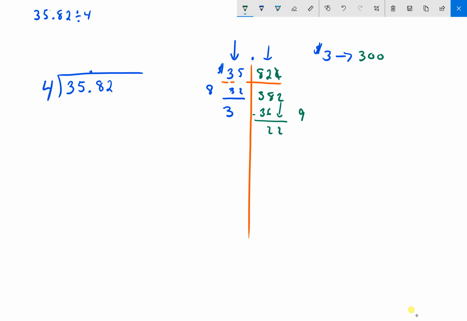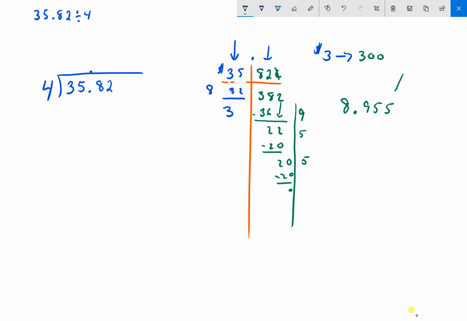And then I can say, well, 4 goes into 22 5 times, so 5 times 4 is 20, and I get a remainder of 2. Let's see. If I bring down an extra 0, I'll explain that in a second, I can say 4 goes into 20 again, 5 times, and 20 minus 20 is 0, and that gives me $8.955, which doesn't really make sense, no pun intended.